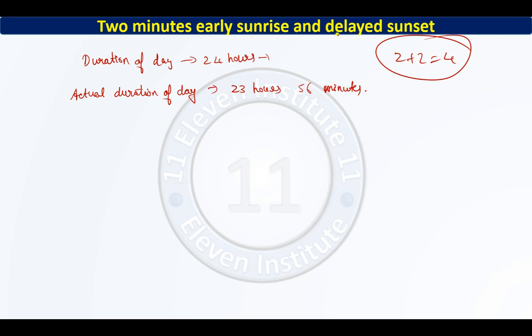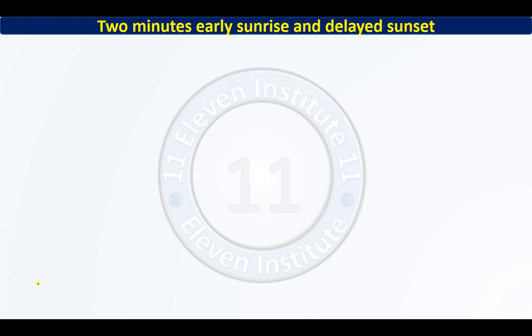What is the reason behind it? The reason behind it is atmospheric refraction. And my dear friends, this difference in the timing of the day is also responsible for the occurrence of leap year, right? We might understand that in detail again when we meet, but for now we will study the 2 minutes early sunrise and delayed sunset.